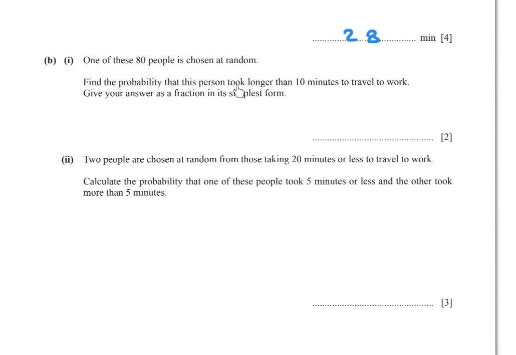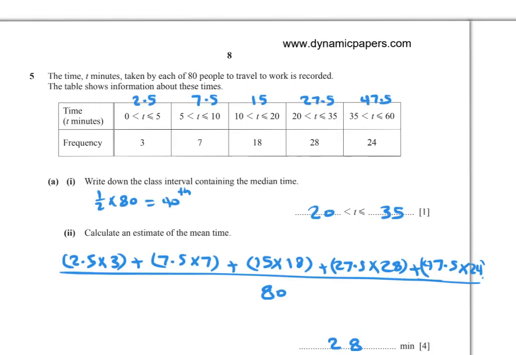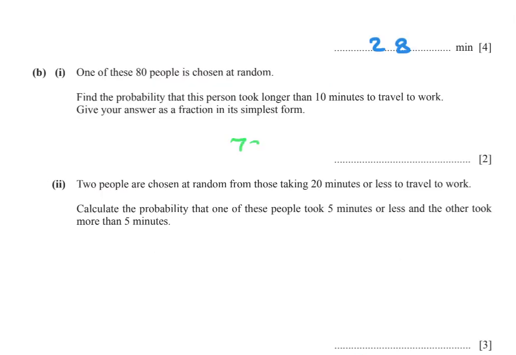Part (b)(i): one of these 80 people is chosen at random. Find the probability that this person took longer than 10 minutes to travel to work. So we need to find the number of people who took longer than 10 minutes over the total number. From the table, longer than 10 means 18 plus 28 plus 24, over the total number, 80. The sum of 18 plus 28 plus 24 equals 70, divided by the total frequency, which is 80. So 70 over 80, or 7 over 8 in the simplest form.